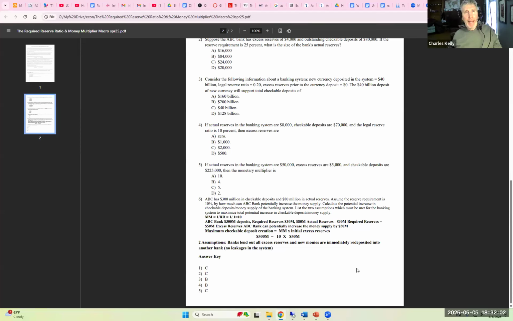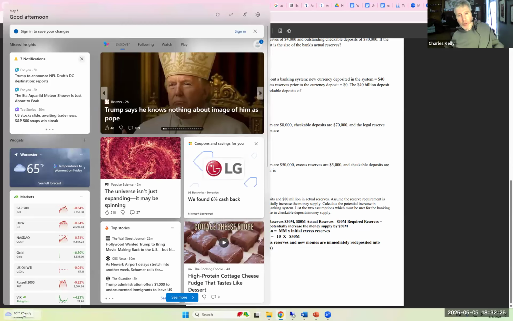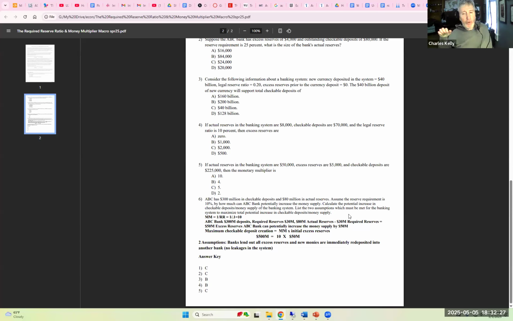How much could the banking system potentially create in new monies? Say here it's 300 million. That means 10% of 300. That means they have a required reserve of what? $30 million. They have a required reserve of 30 million. How did I get that? It says it right here.